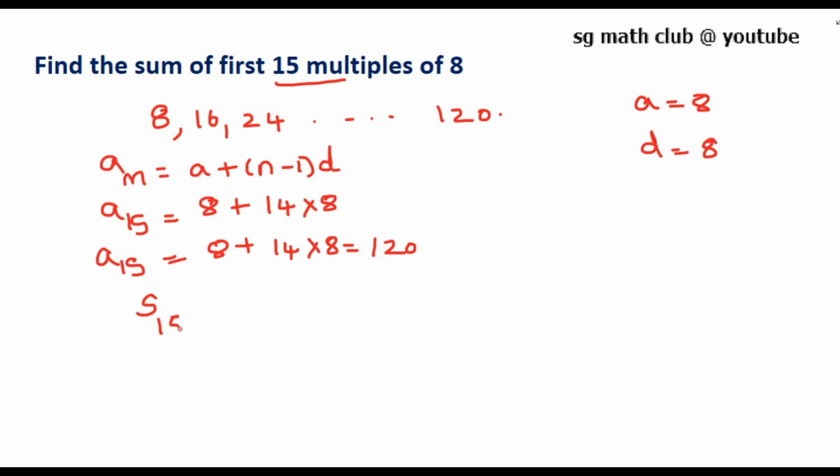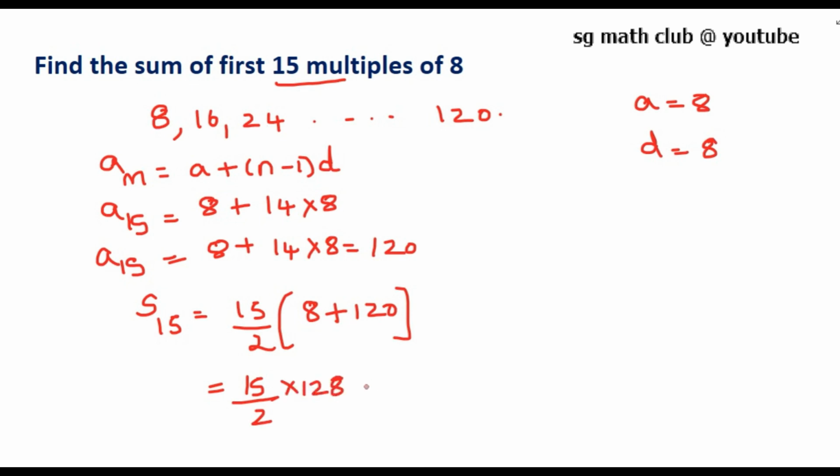Now S15 we need to find: 15 by 2 into first term plus last term. So 15 by 2 into 128, which is equal to 15 into 64. When you cancel this, you'll have 64. 15 into 64 is equal to 960.